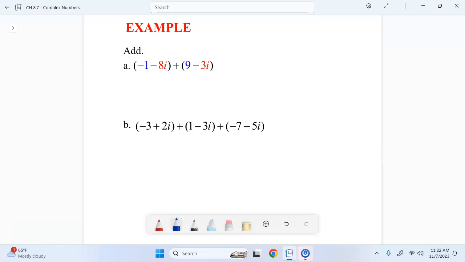So we want to look and see my real parts are -1 and 9, and my imaginary parts are -8i and -3i. And then we're just combining like terms. If I add my two real parts, what do I get? 8. And if I add my two imaginary parts, what do I get? -11i. Combining like terms.